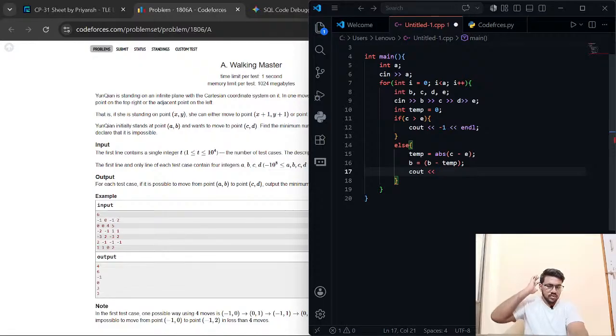Now see the output. Now if I increase 5 times, it will increase 5 times, right? So b is now 0, temp is 5.